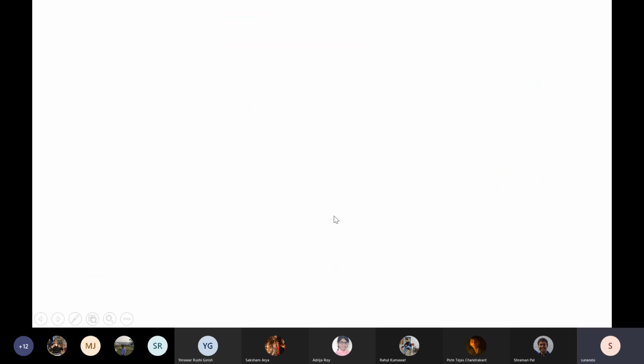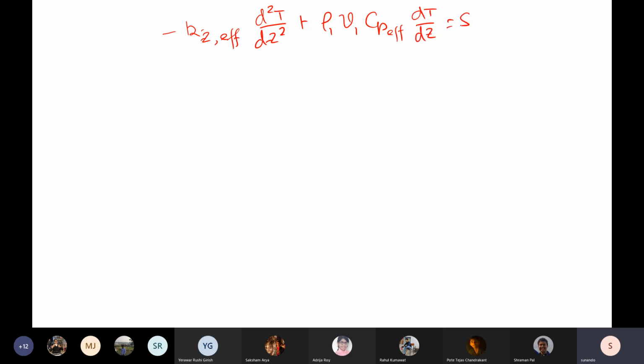All right. So we do this, and therefore I would write my K to be K effective, since all these are effective values: K effective d2T by dz squared plus rho1 v1 Cp, this is also some sort of effective, times dT/dz to be equal to SC. And I'm going to do this for zone 1.